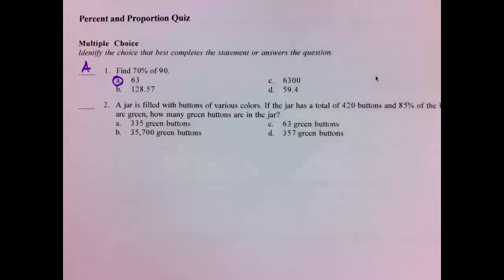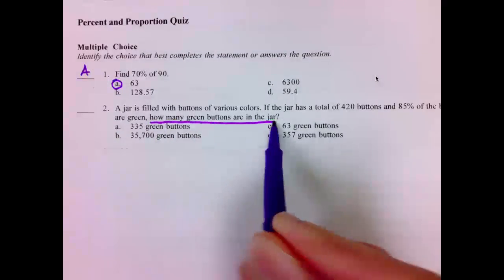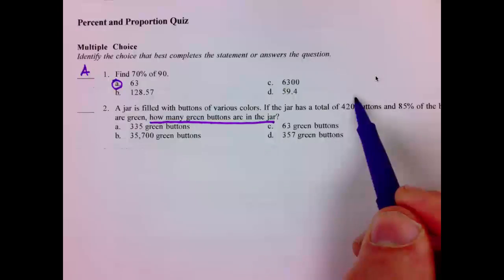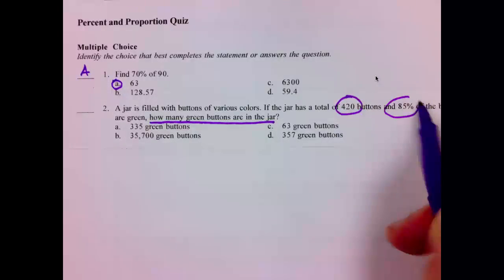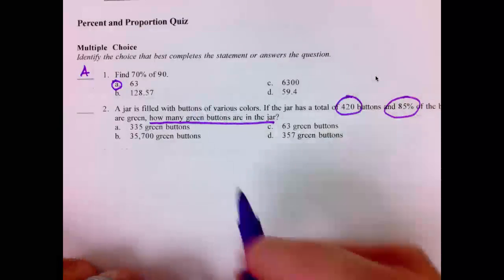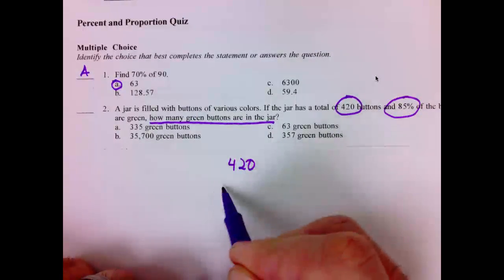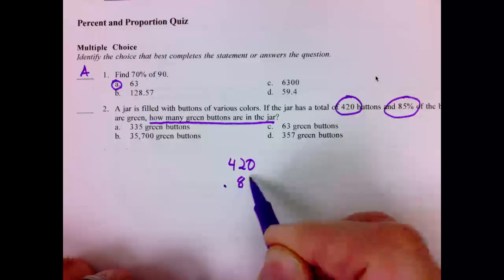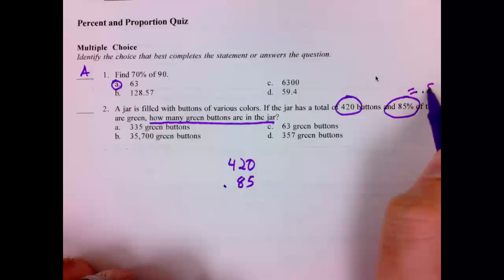Number 2, how many green buttons are in the jar? It says the jar has a total of 420, and we are looking for 85% of them. Very similar to number 1. We're simply going to multiply 420 times 0.85, because we know 85% is 0.85.